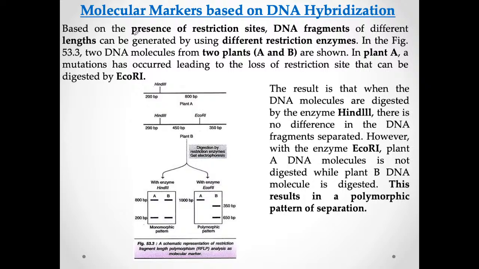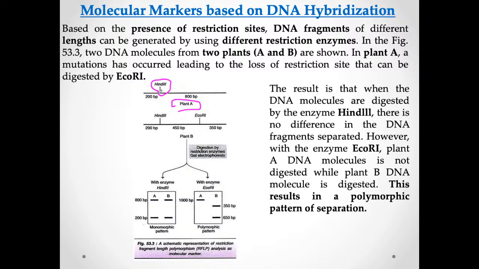Some molecular markers are based on DNA hybridization. A particular example has been shown for RFLP. We have two plants, plant A and plant B. In the presence of restriction sites, DNA fragments of different lengths can be generated using different restriction enzymes. In plant A, a mutation has occurred leading to the loss of a restriction site.